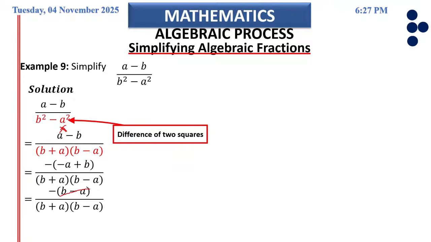So at this point, we can easily cancel this. What do we have as our final answer? Minus 1 over b plus a. It's as simple as that.